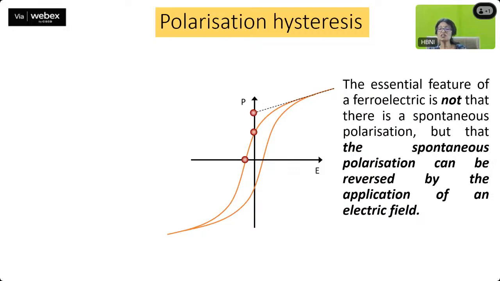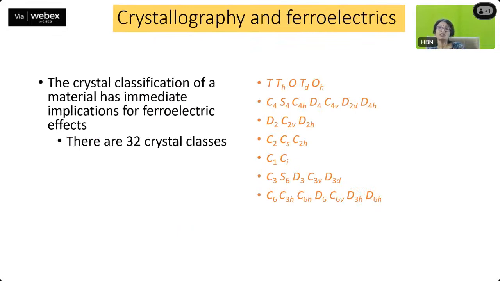So the essential feature in the case of a ferroelectric is not just that there is a spontaneous polarization, but that this spontaneous polarization can be reversed by the application of an electric field. This is basically the essential feature of a polarization hysteresis. Now there is a very close connection of your crystal system with ferroelectricity. Whether a material is going to be ferroelectric or not can be very easily stated by looking into the crystallographic classification of that particular material.